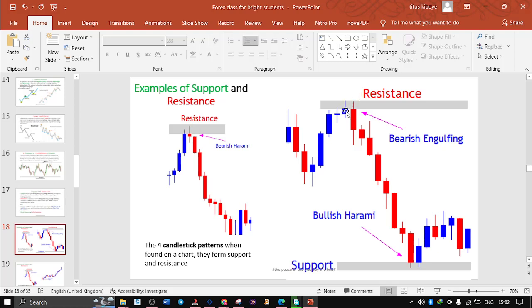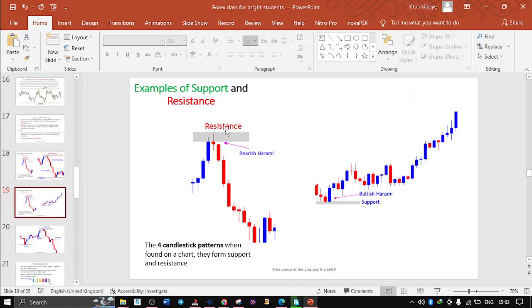Likewise, the same scenario here with a bullish harami. You see they formed support, preventing prices from going below, and the market reversed. The next picture is a bullish engulfing. A bear candle is being engulfed by a bull candle, and prices were pushed higher.